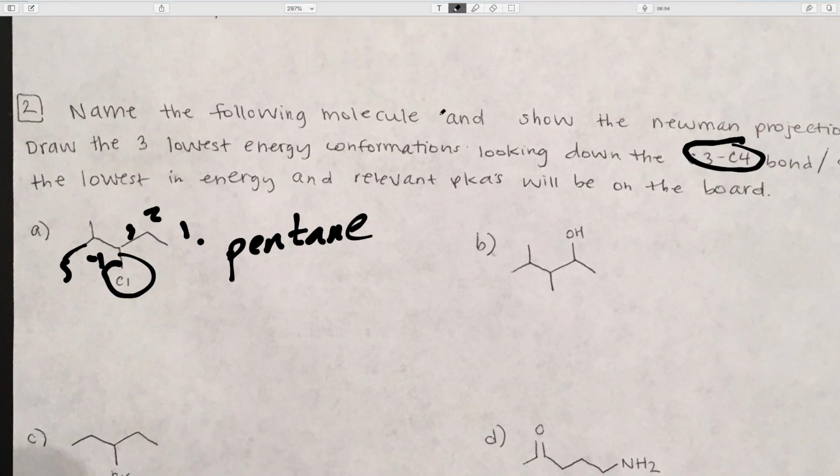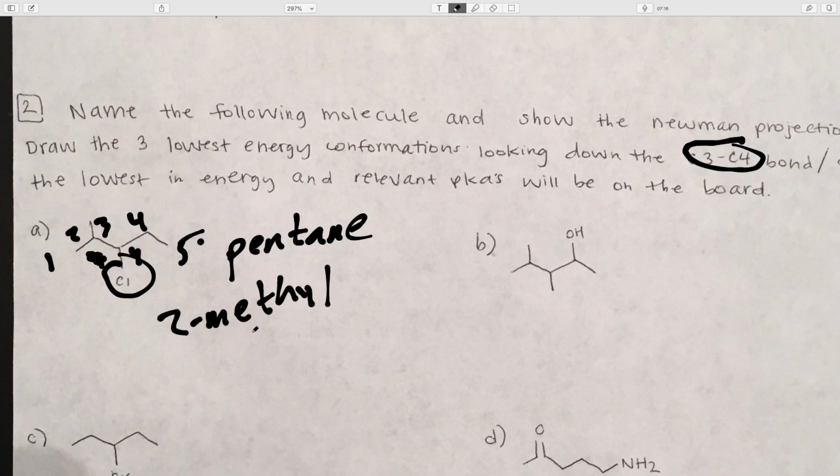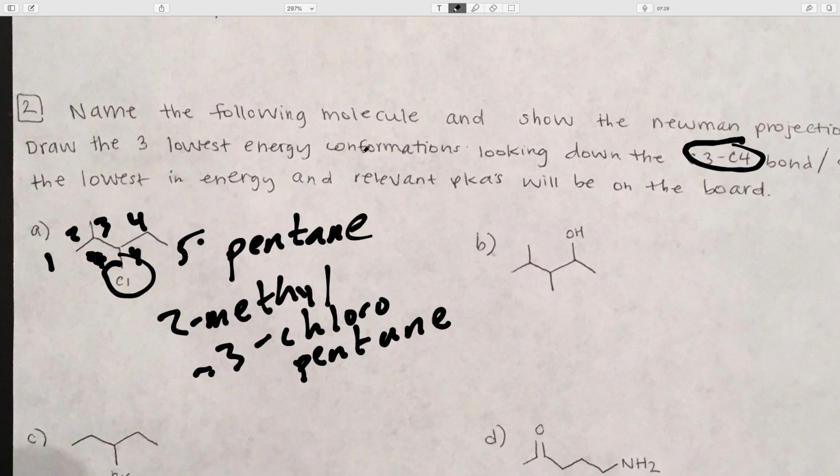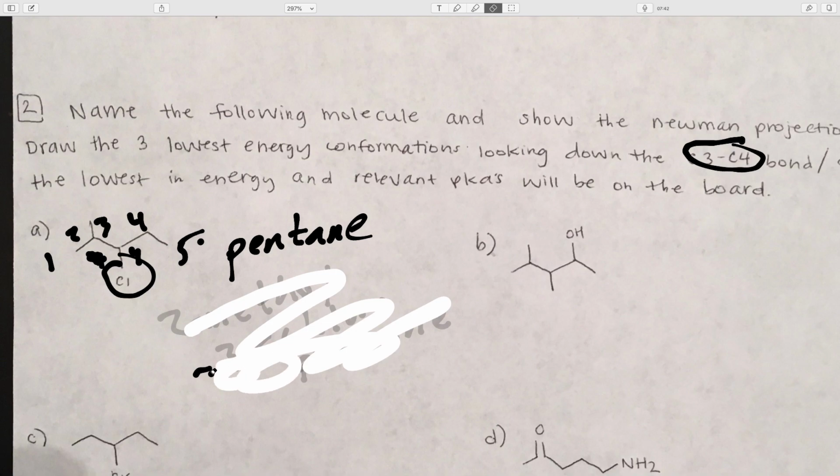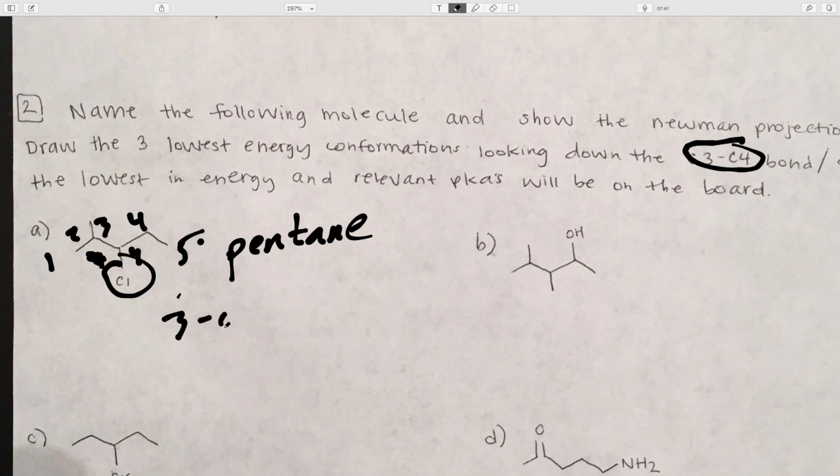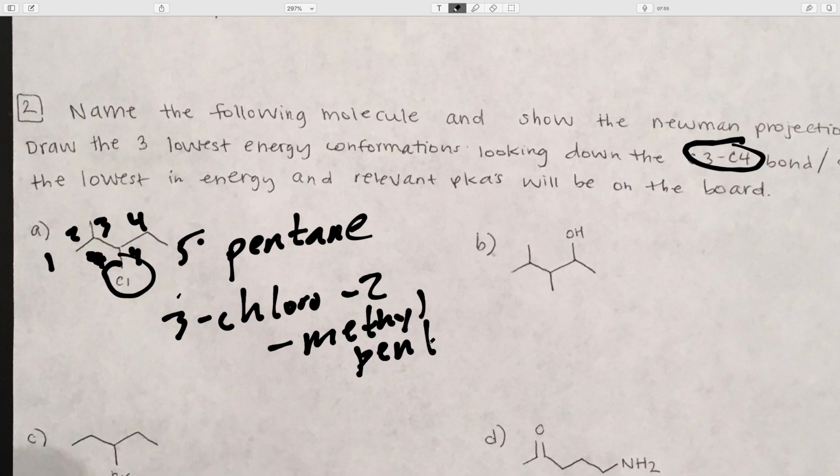We want to give all the groups the lowest number possible. So instead, we want to count from the opposite direction. 1, 2, and let's erase this 4, 3, 4, 5. So this methyl group is now taking on a 2, so that's 2 methyl, and then chloro is on carbon number 3, 3 chloro, pentane. But don't forget that we have to follow alphabetical order when it comes before the parent chain, which is pentane. So the whole order of this, let's erase this. The correct order for this is going to be 3 chloro, 2 methyl, and pentane. Make sense?